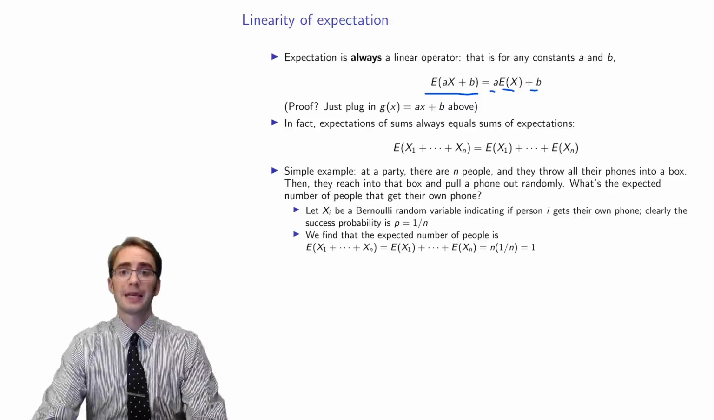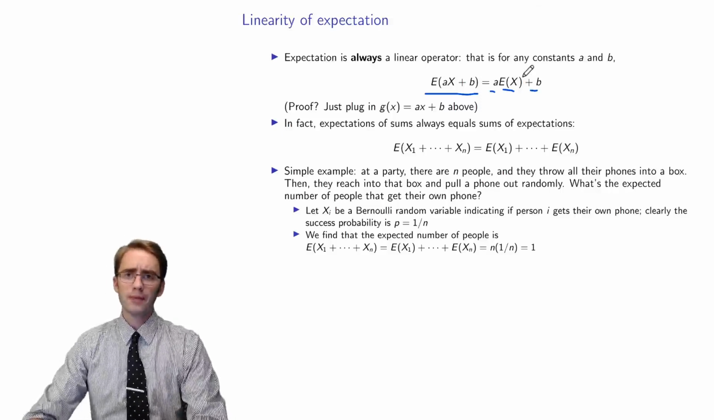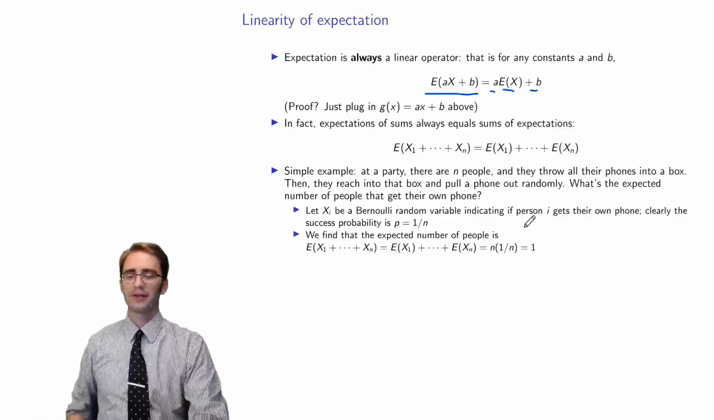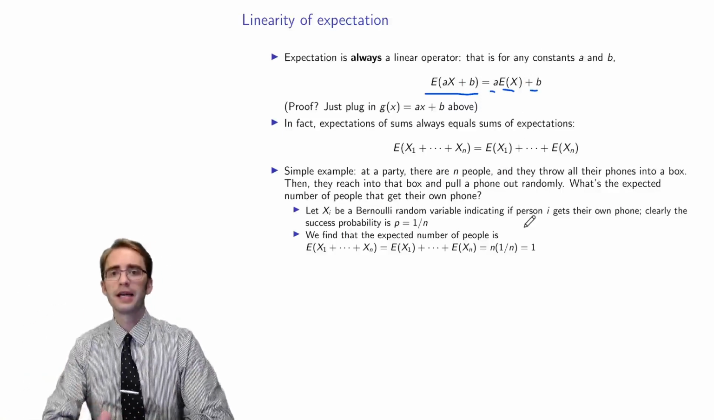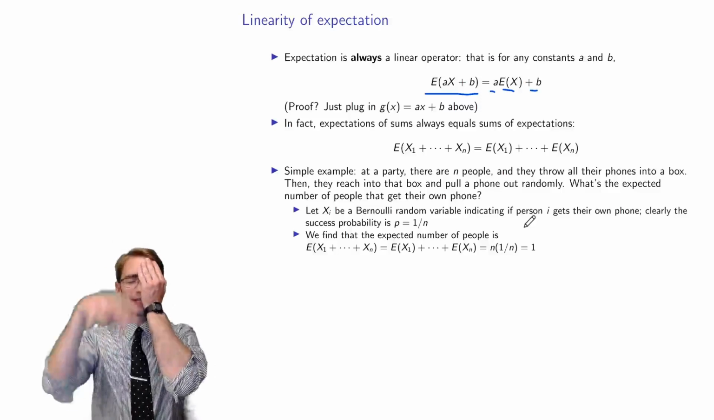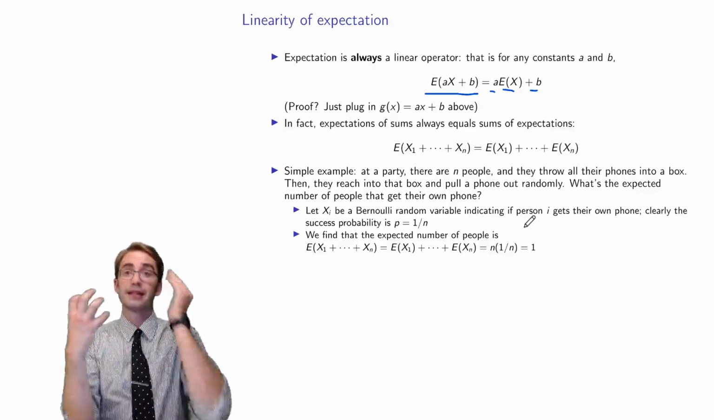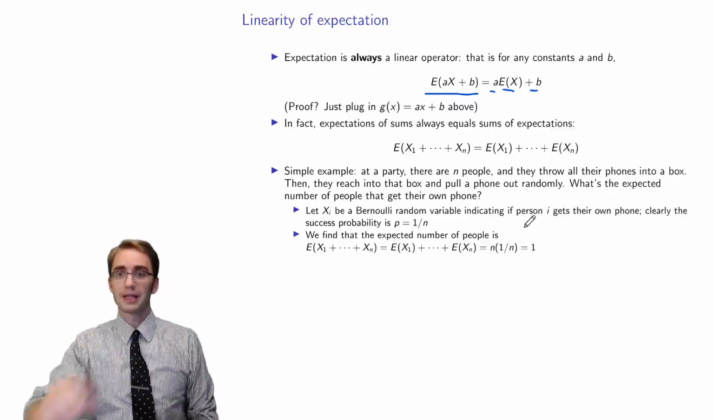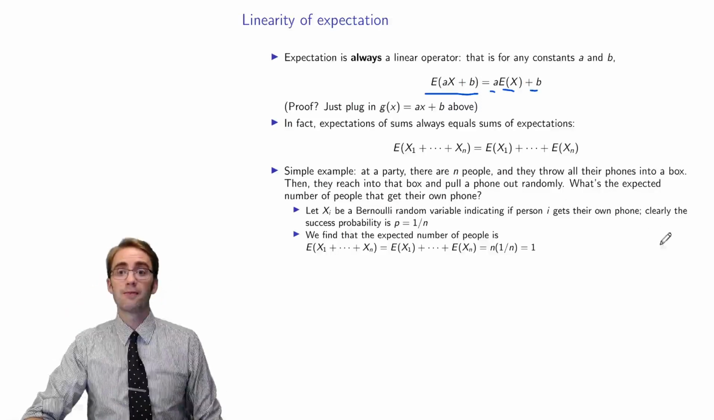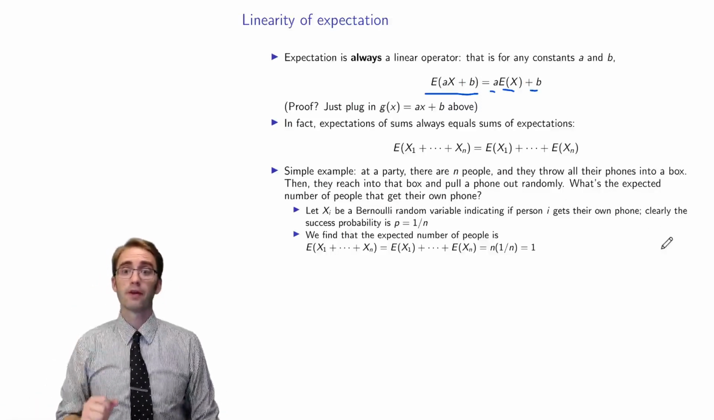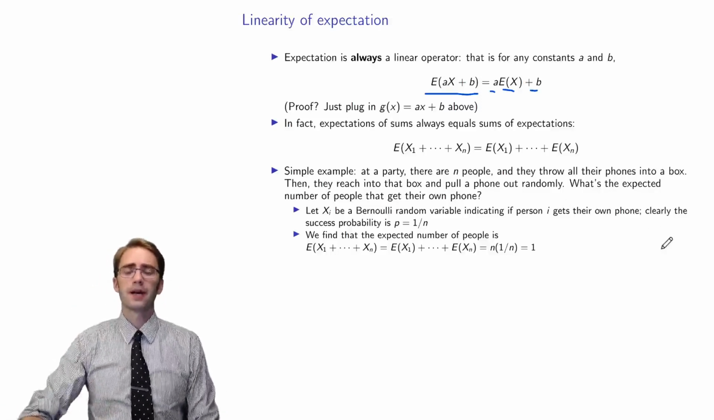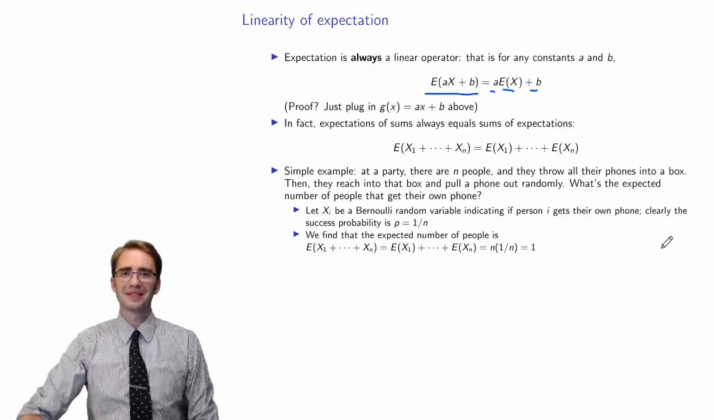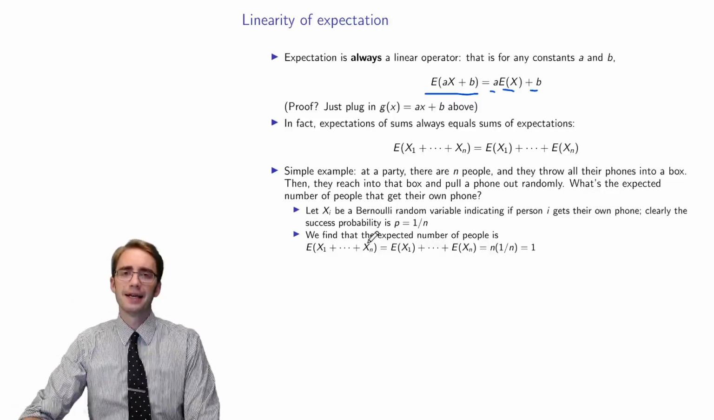A simple example would be you're at a party. There are n people, and they all throw their phones into a box. Then each person closes their eyes, reaches into the box, and takes out a phone. And we would like to know the expected number of people that happen to take out their own phone. So how do we analyze that? It sounds difficult, but it actually is not. And it works like this.